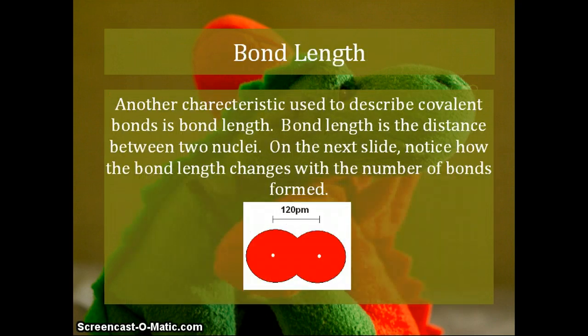Bond length is another characteristic used to describe covalent bonds. Bond length is defined as the distance between the 2 nuclei of a bond. It is usually measured in picometers. On the following slide, you can see how bond length and bond order are related.